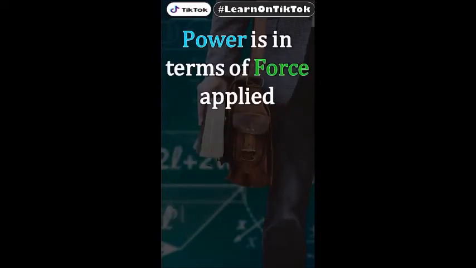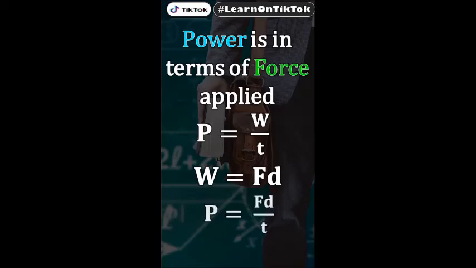In this situation, power is in terms of force applied to an object with speed v. Since power is equal to work divided by time, while work is equal to force times displacement, therefore power is equal to force times displacement divided by time. This is simply equivalent to force times velocity.